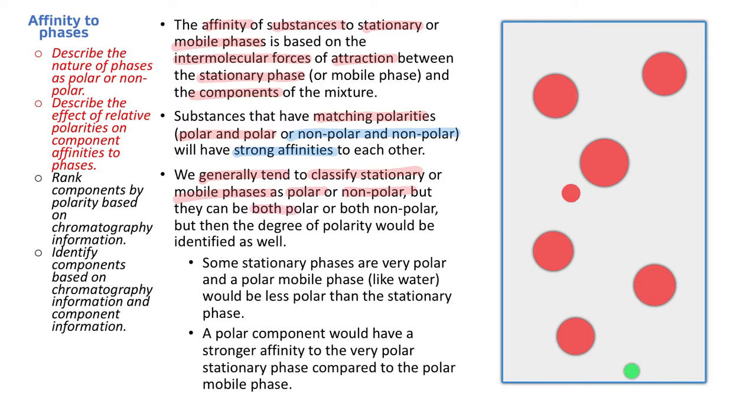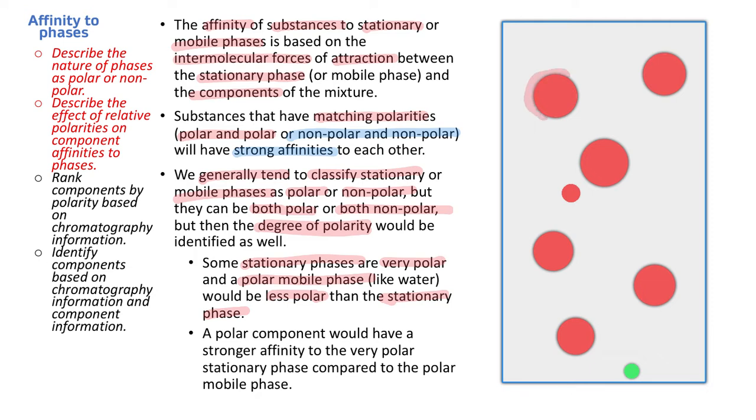We generally tend to classify stationary and mobile phases as polar or non-polar, but they can both be polar or both be non-polar. But then the degree of polarity, so we would say one is very polar or not very polar, would be identified as well. For example, some stationary phases are very polar, and when you use a polar mobile phase like water, the polar mobile phase would be less polar than the stationary phase. So effectively you've got a very polar stationary phase.